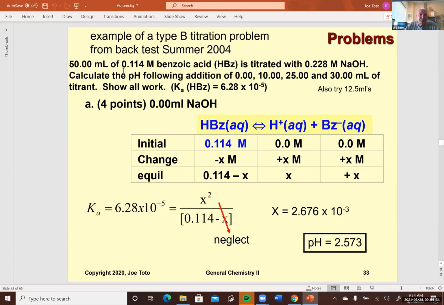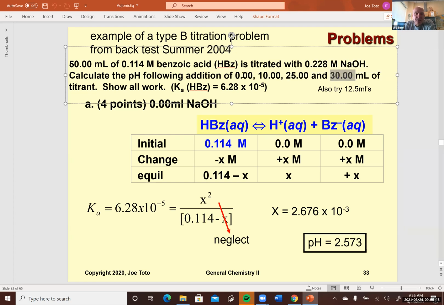But anyway, it says 50 milliliters of this concentration of benzoic acid, which is abbreviated HBz, so it's monoprotic, is titrated with the strong base. Calculate the pH at these following points in the titration curve, the ones we were just talking about: before anything's titrated, 0 mL, then somewhere in the buffer region, then the equivalence point, and then after the equivalence point.